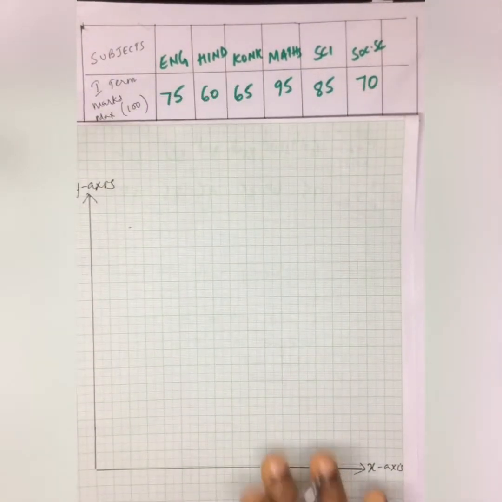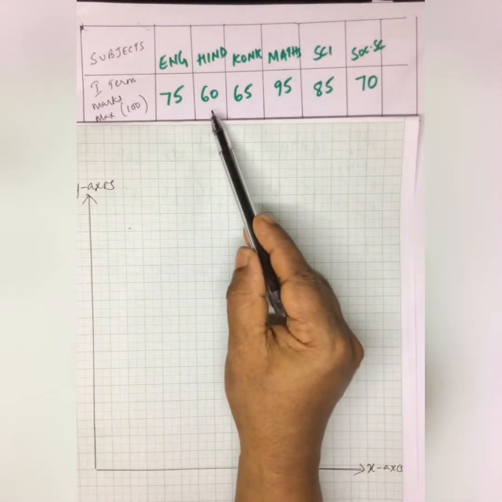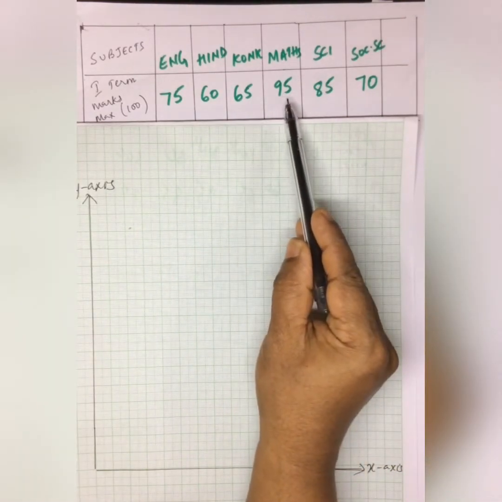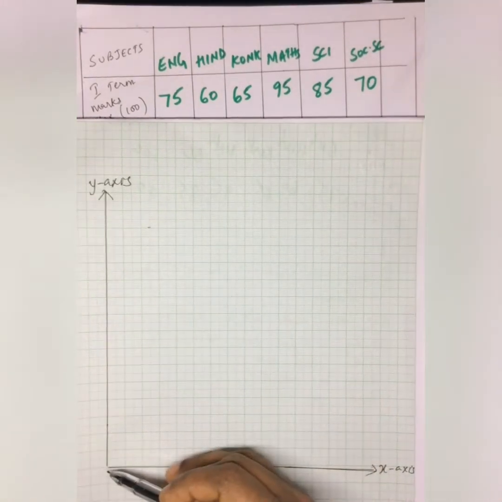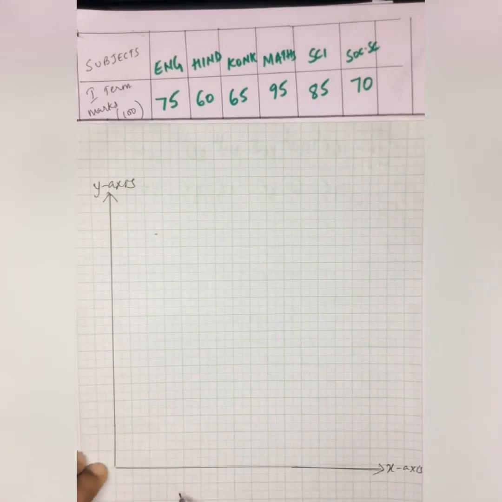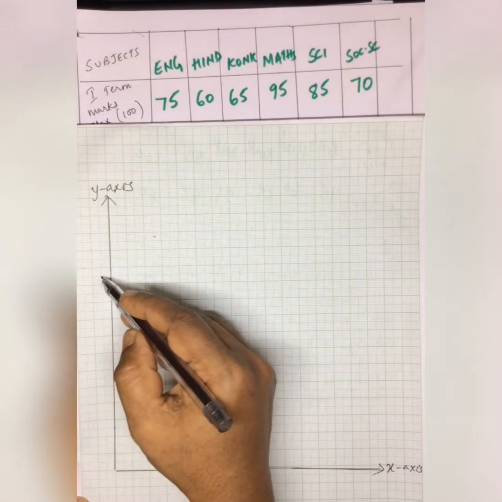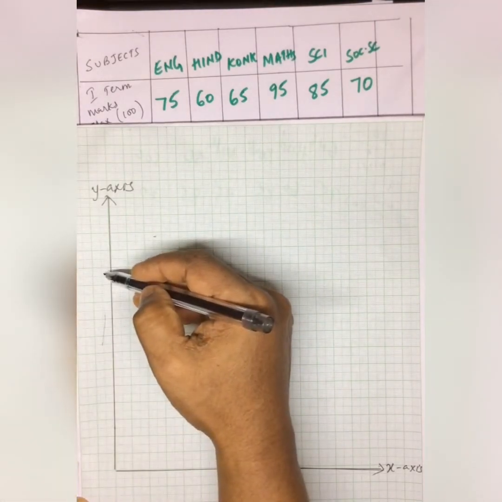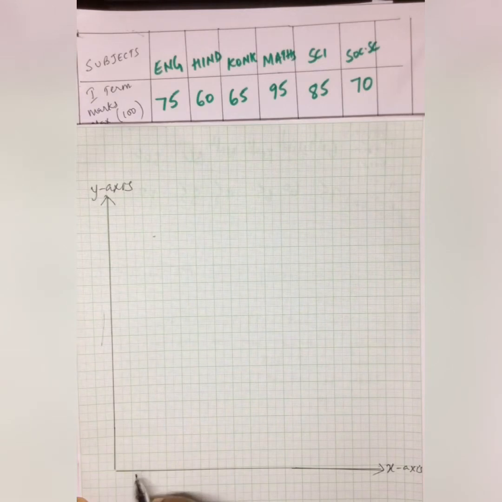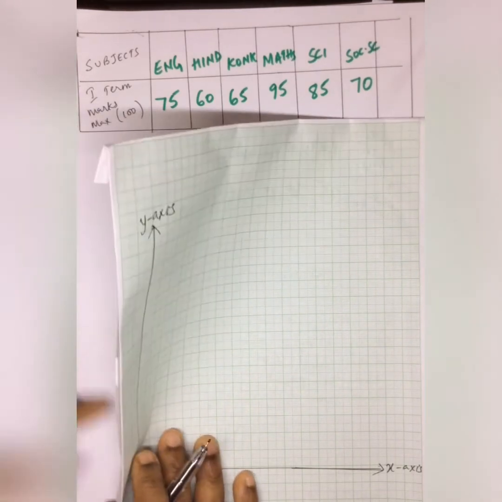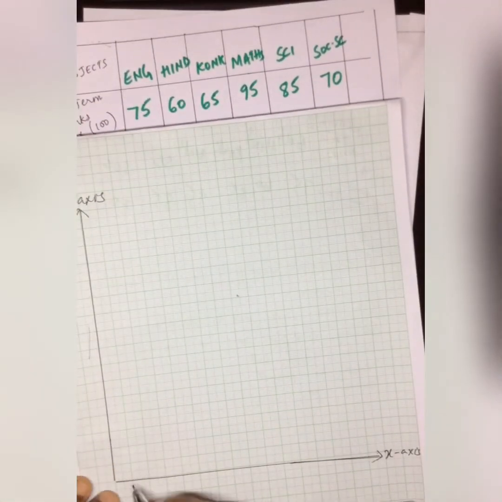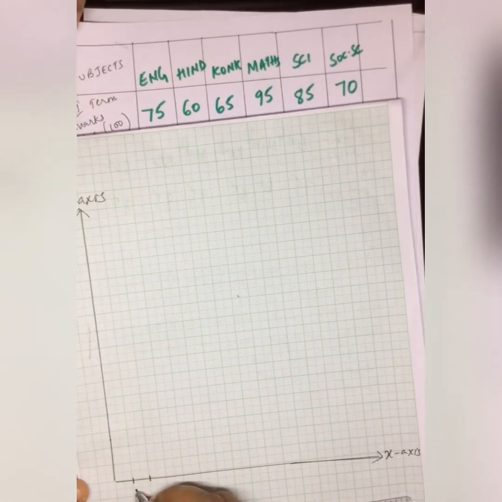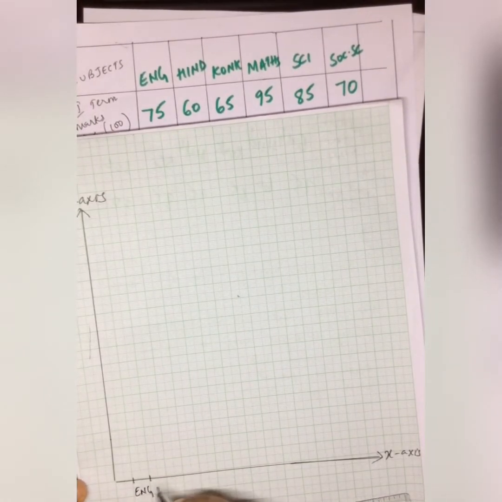Now, if you look at the data, the lowest marks are 60, the highest are 95. The maximum marks are 100. The subjects are on the x-axis and marks are on the y-axis. This will show us the frequency. The bars should be of uniform width, and therefore we take uniform width on the x-axis. For example, I take this box as English. I write here English. I leave some space and then in the next box I write Hindi.